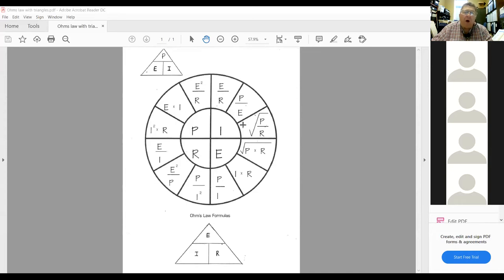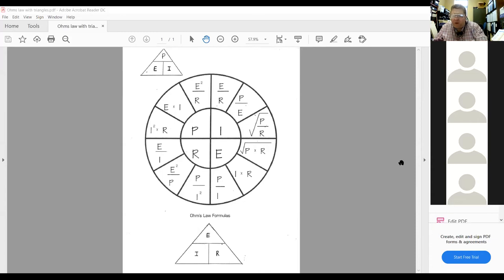This pie chart gives you all the formulas that you're going to need in this class, and there's a number of them there. Each quarter of the pie would give you three ways to get one particular variable. Let's say, for instance, I means current. Do y'all see my mouse in there? Yes, sir. Now, if you're calculating I for amps, and you want to know what the amps would be in a circuit, there are three ways to get it. And the first formula would be E over R. E over R equals I.